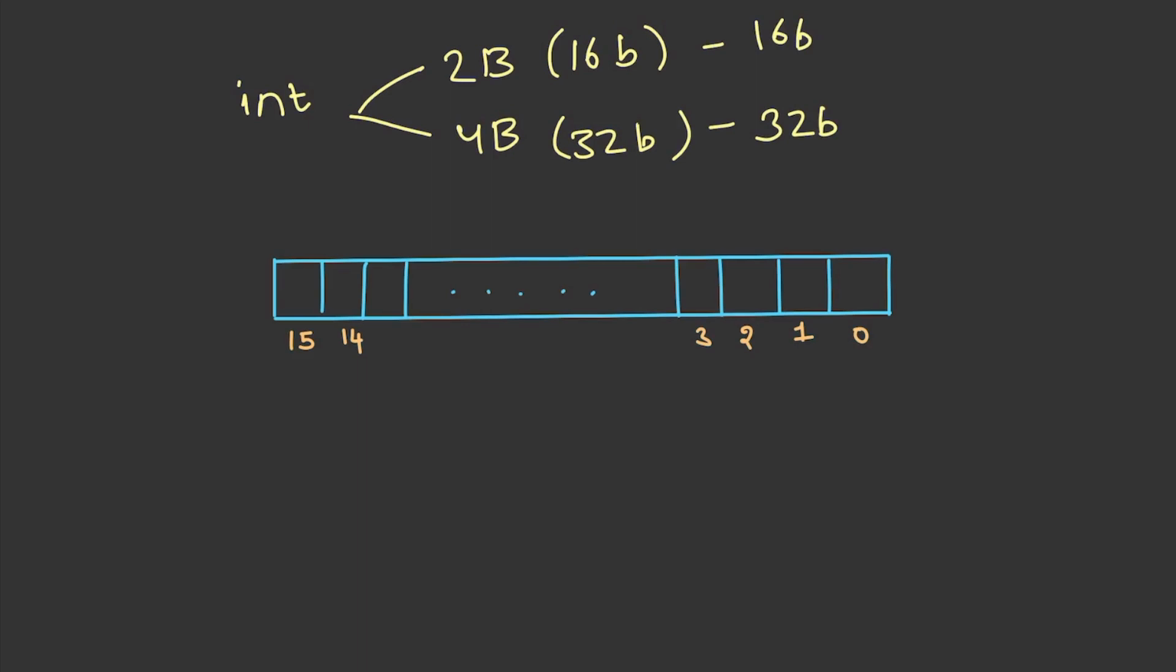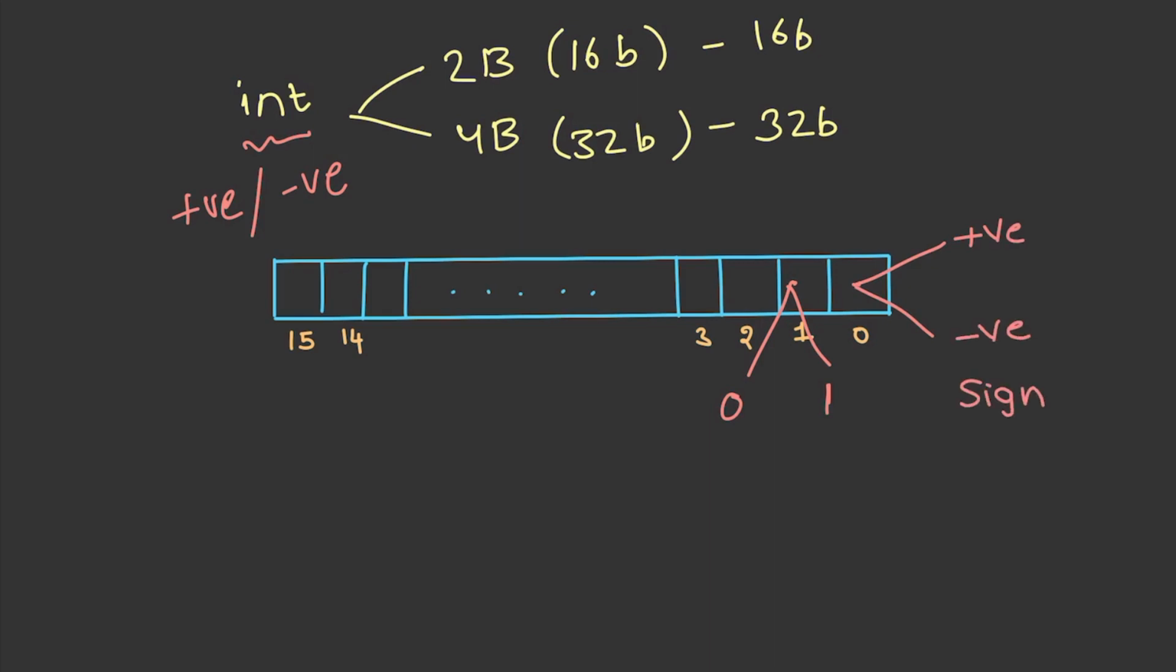Similar to the previous case, each and every bit can be associated to store either a 0 or 1. But in the case of integers, we can have positive values as well as negative values. So we'll be using the first bit to store the positive or negative sign, which can be stored with the help of 1 and 0 respectively.